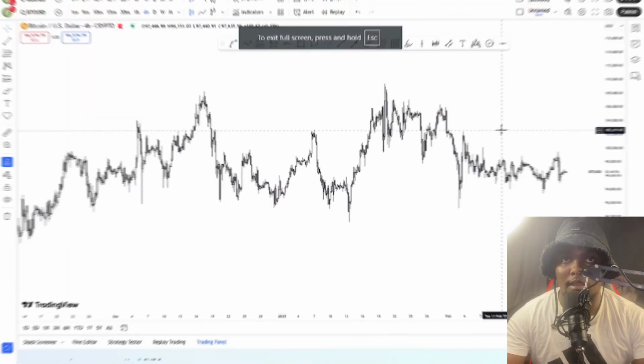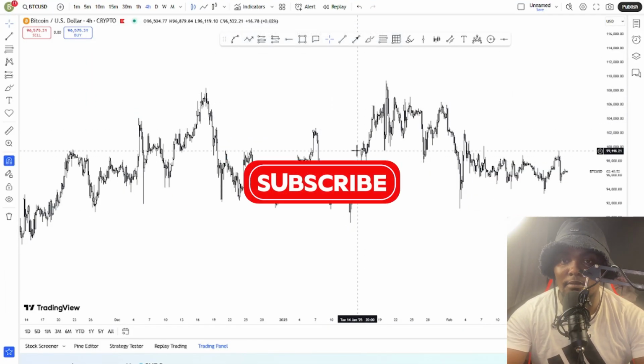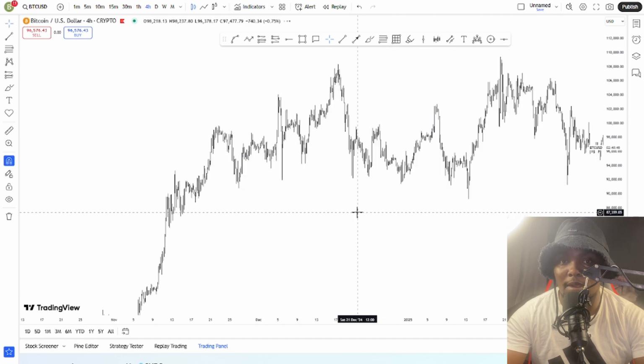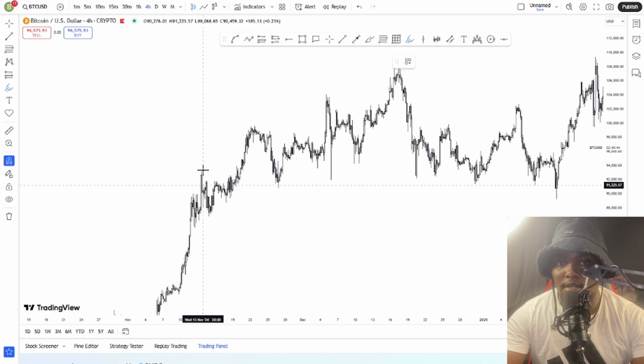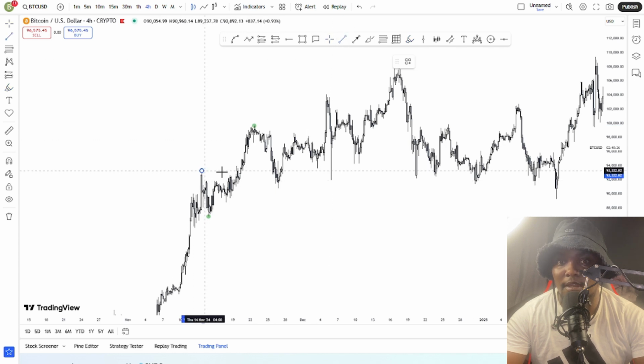So without wasting any time, let's get into the charts. Okay guys, we are looking at the 4-hour time frame. As you all know, I like looking at the 4-hour just to get the overall market structure. So as you can see here, we have this high, low, then this high, and that means that we have a break of structure around this point.